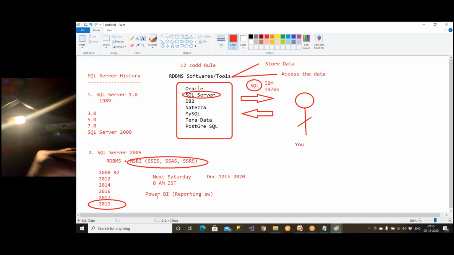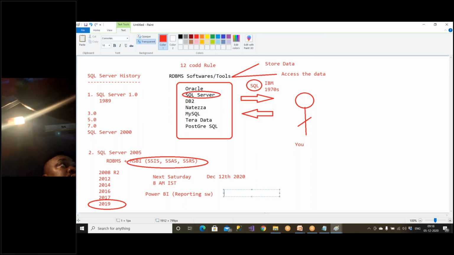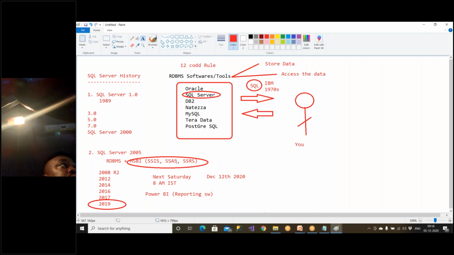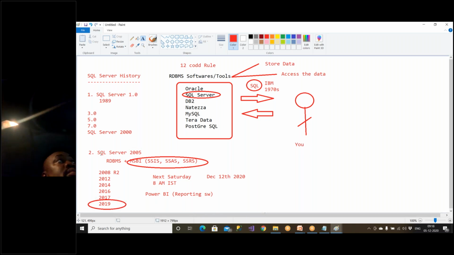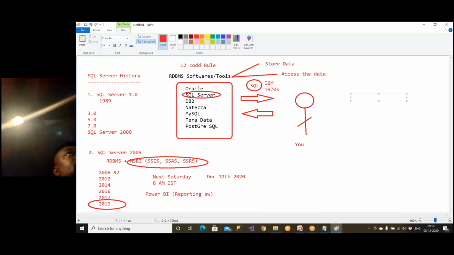We have these softwares, and the Power BI classes are taken by one more faculty. I think the next classes are going to start after 10 days, the new batch. If you want to go for Power BI, you can go. So we have SQL Server, MSBI, and Power BI. If you want to learn anything, SQL Server and RDBMS are very, very important, guys.